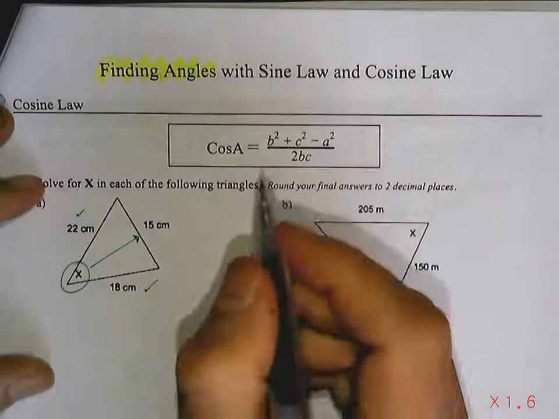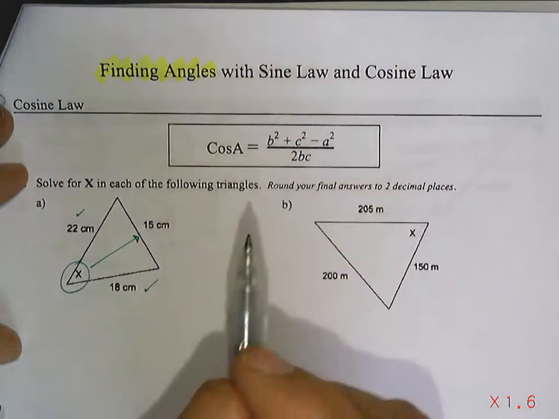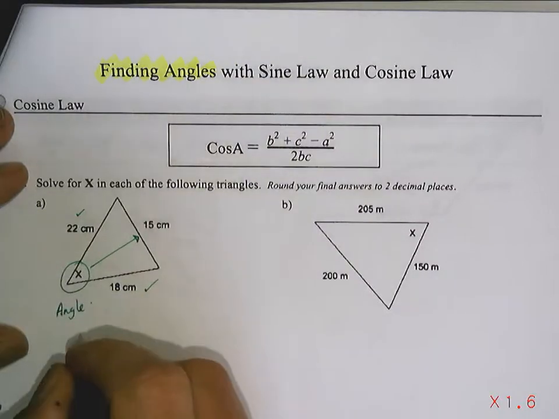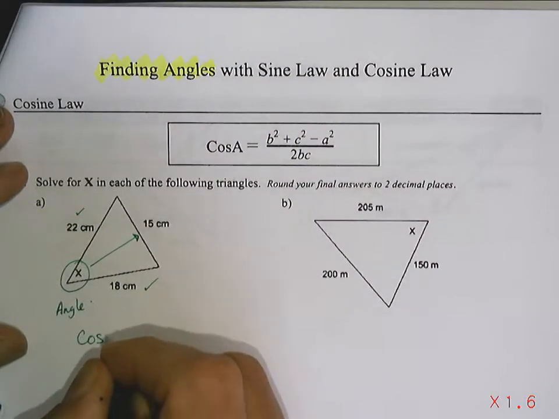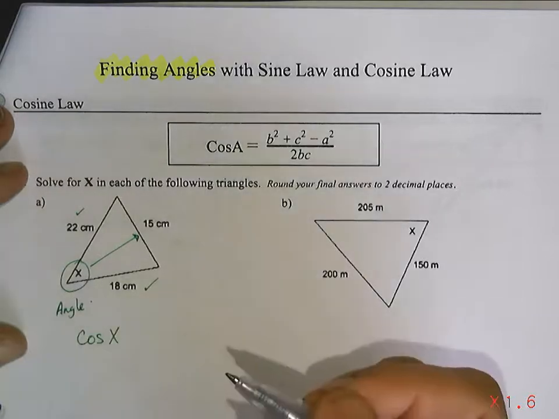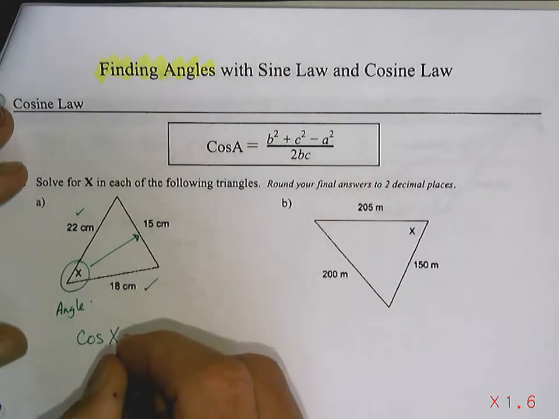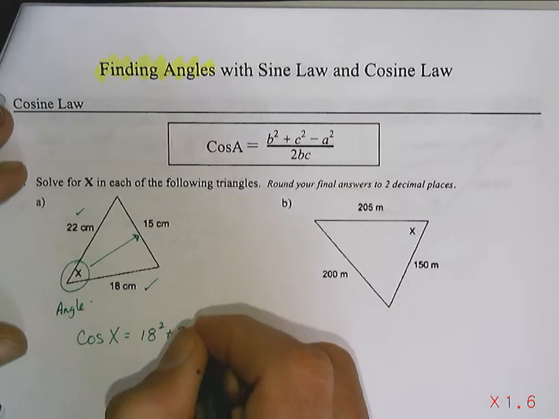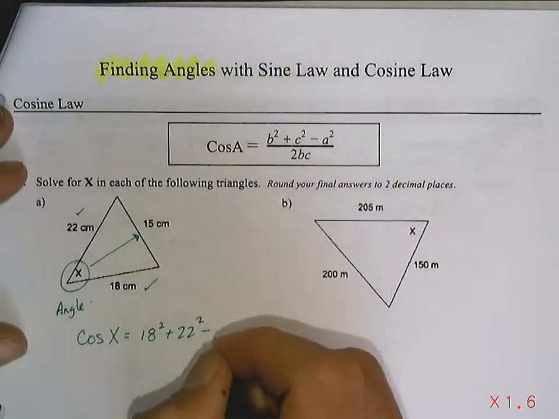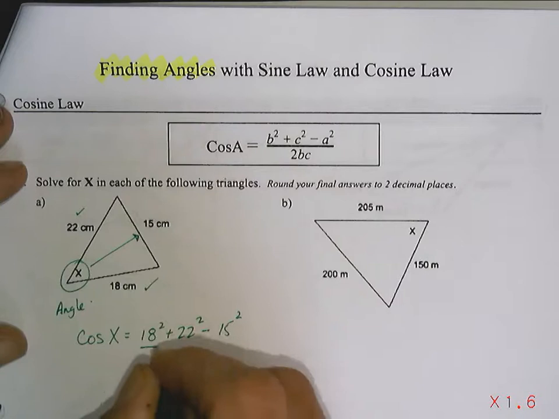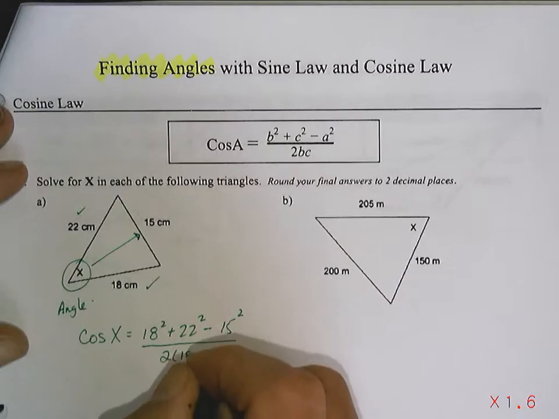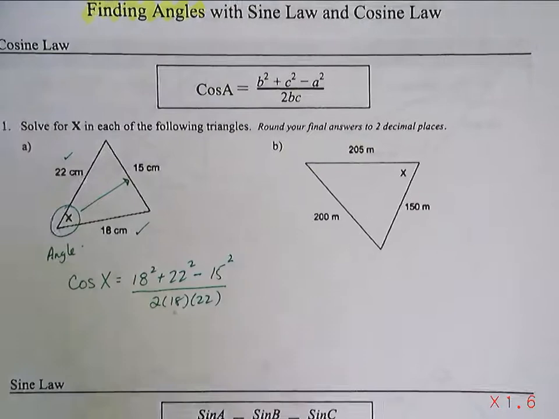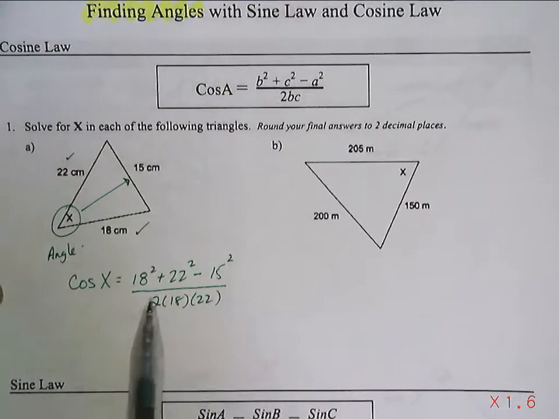So this is cosine, but I'm going to set it up using the pattern for an angle because that's what I'm looking for. So it's going to be cosine of the angle, and in this case that angle measurement is x, is going to equal the other two sides, 18 squared plus 22 squared, it doesn't matter which comes first, subtract 15 squared, all divided by 2 times 18 times 22. That's the pattern. Not interested in memorizing a formula, but a pattern is always a good thing.